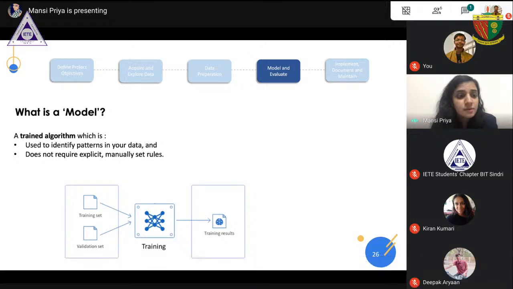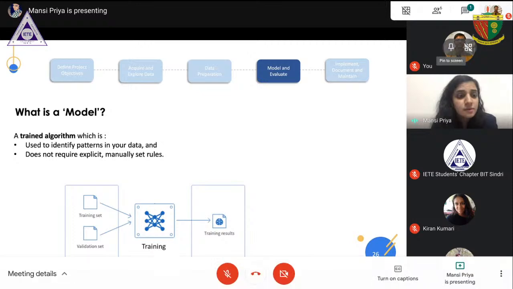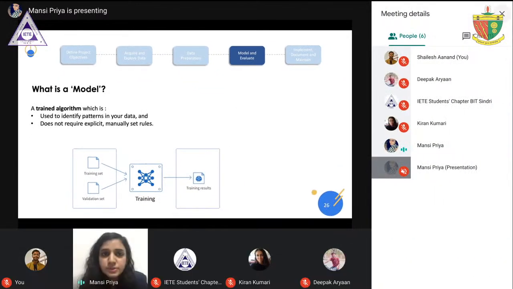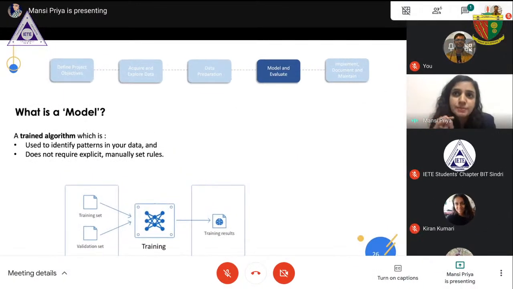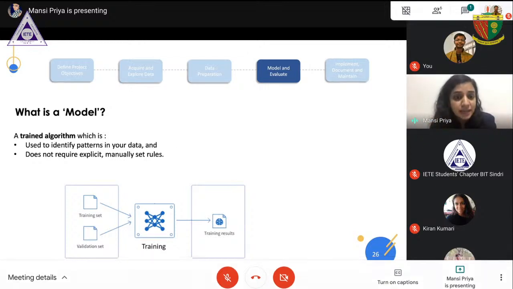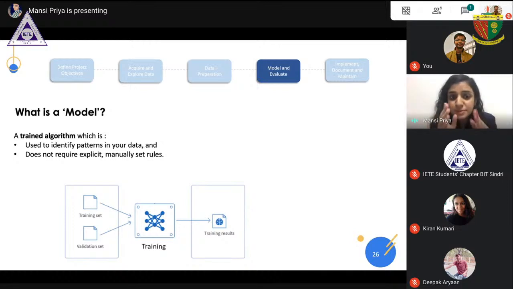You would definitely have used and would be knowing about binary search. In that, what we do is compare the search element with the middle element in the array, and then we move to the right or left of the array depending on that comparison. So those were explicit manually set rules that you followed in binary search. But what if this is not defined? The algorithm is itself being made and it itself finds the best way to search that element. So that is termed as a model.